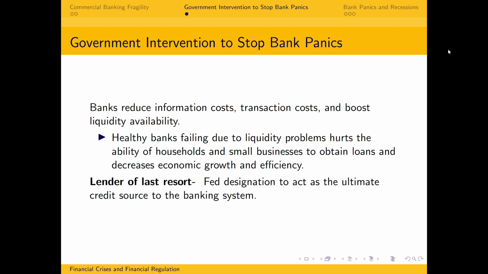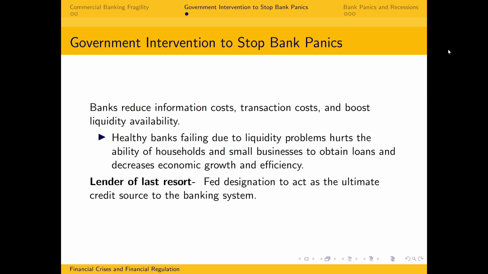Now, when a bank fails, it doesn't happen in a bubble. It has real world effects. One of the biggest concerns for the government is that when a healthy bank fails just due to liquidity problems, not because of some other speculative investing that is causing them to be insolvent, it hurts the ability of a household and small business to obtain loans and to fuel economic growth. And it's a little bit of a moral gray area because if they're only insolvent because of a bank run occurring and a bank panic, it's hard to blame a bank for another bank's bad actions causing it to receive a bank run, which is why the government intervenes as a lender of last resort.